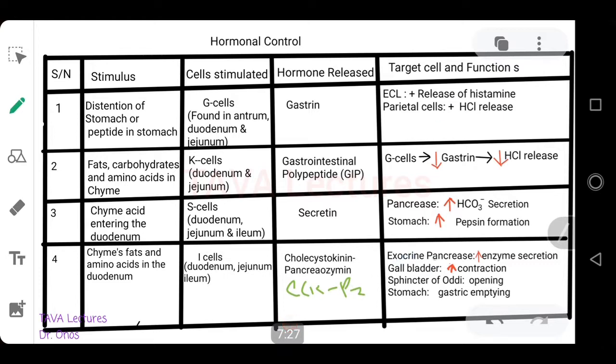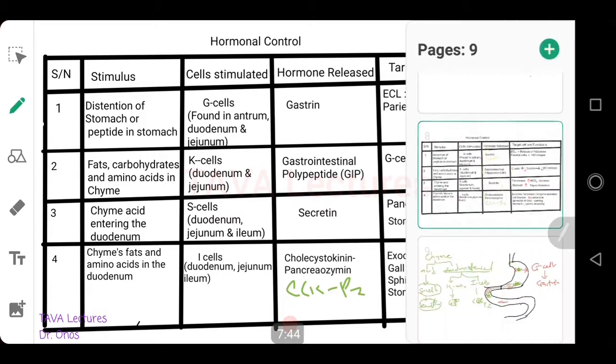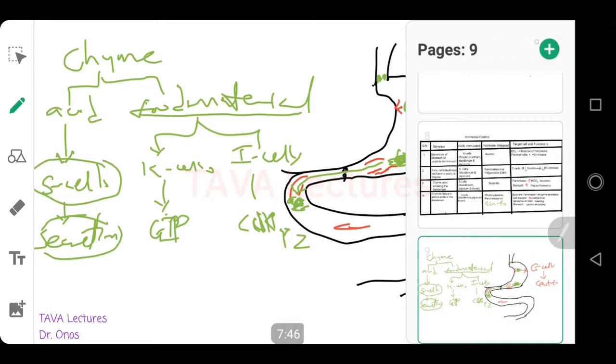So the exocrine pancreas is a target for CCK, and it causes increased enzyme secretion from the pancreas. It also goes to the gallbladder and causes increased contraction of the gallbladder, then also goes to the sphincter of Oddi. Let me just explain that briefly on the next slide. Let me create a new one.